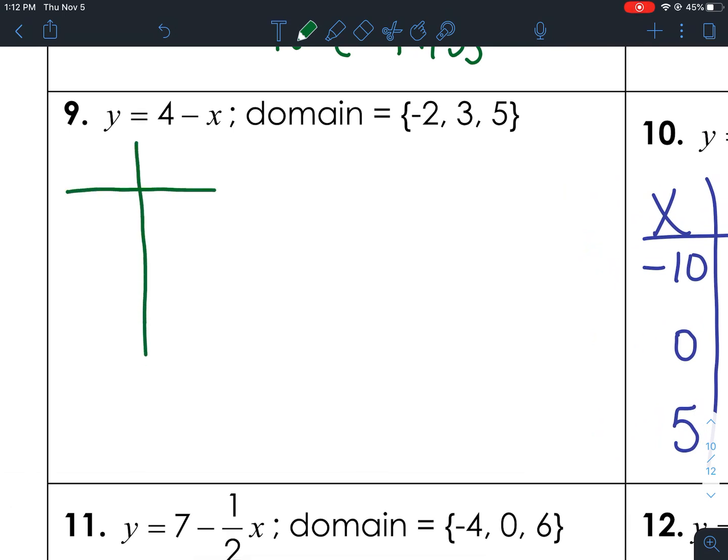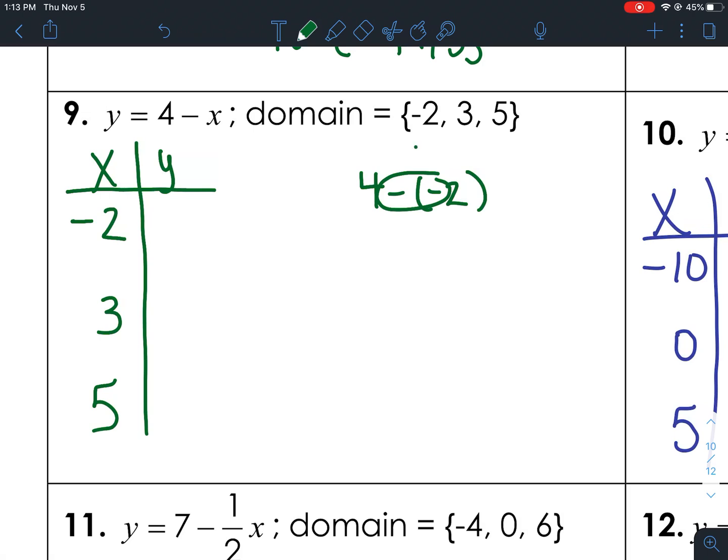So again, making that t-chart. Here's our x's and our y's. X's, I'm going to put my domain, which is negative 2, 3, and 5. I'm just going to plug those in. So 4 minus negative 2, that turns into a plus sign. So 4 plus 2 is 6. Next one we're going to do is 4 minus 3. 4 minus 3 is 1. And last one is 4 minus 5. 4 minus 5 is negative 1.